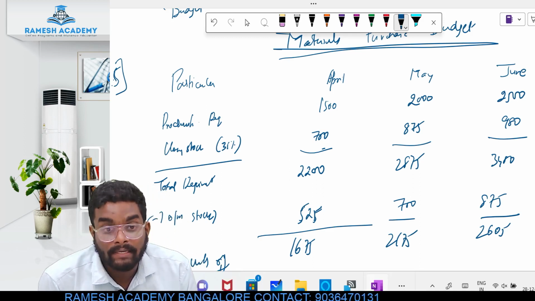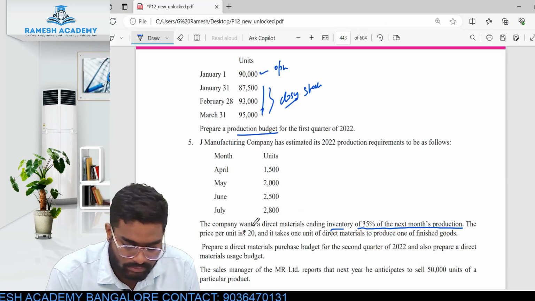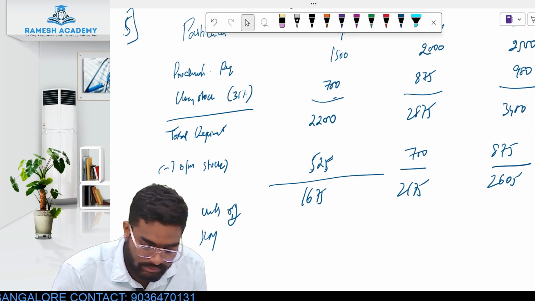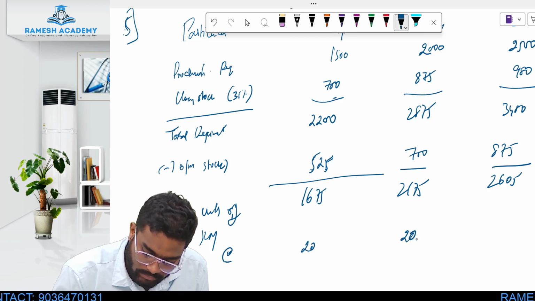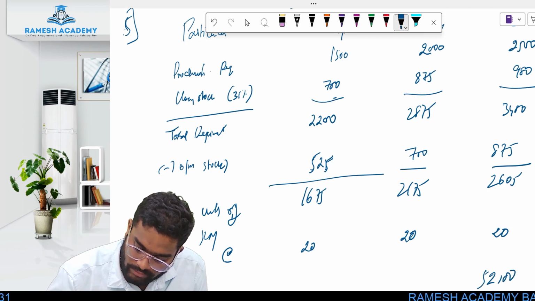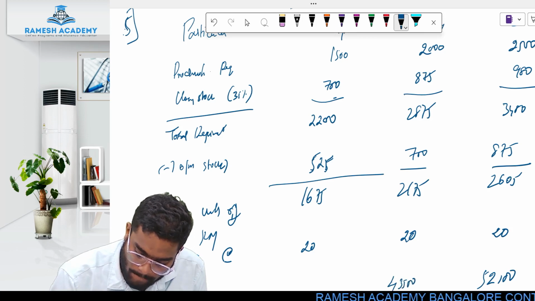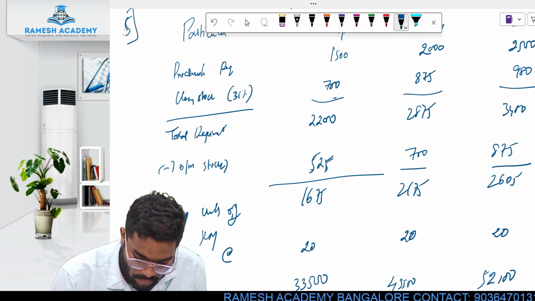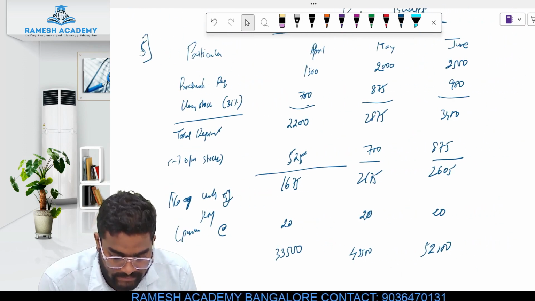If you have the cost, we can multiply it by the cost now. Cost is 20, no? Just multiply it by 20, that's it. So these are the units to be purchased, at the rate of 20. Just multiply 2605 into 20, 52,100. 2175 into 20, 43,500. 1675 into 20, 33,500. So these are the calculations for the material purchase budget. So you can copy this.